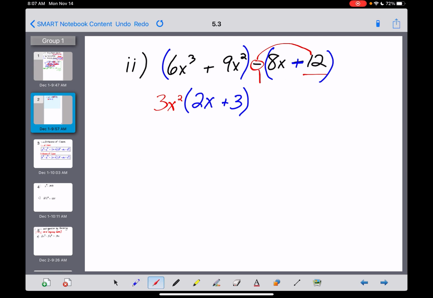And now here we go. This negative comes straight down right here. And what can we take out from an 8x plus 12? We can bring out a 4, no x's though. And in parentheses, 8 divided by 4 is 2, and there's an x right there. And because we made that 12 positive and pulled out a 4, that's now a plus 3.